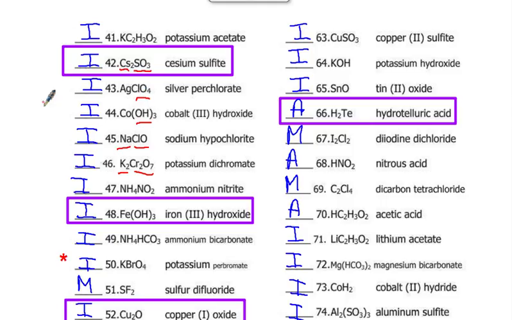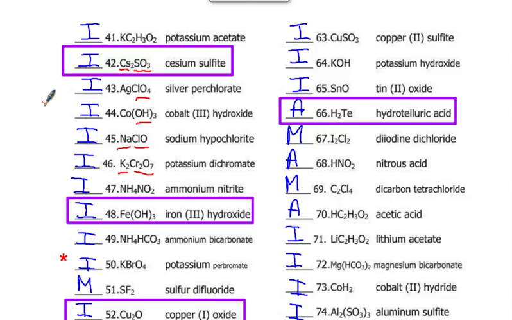So Cs is the element cesium. SO3 is a polyatomic ion you're not supposed to know. So you can find that one on the back of your periodic table with the huge number of extra polyatomic ions that you don't need to have memorized. Number 48, we have iron and the polyatomic ion hydroxide.